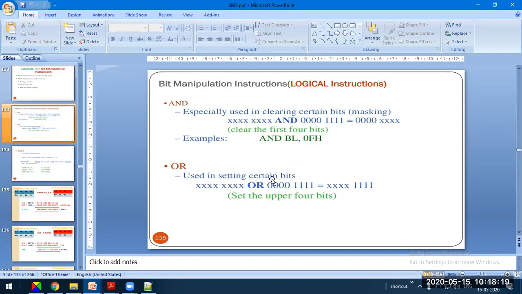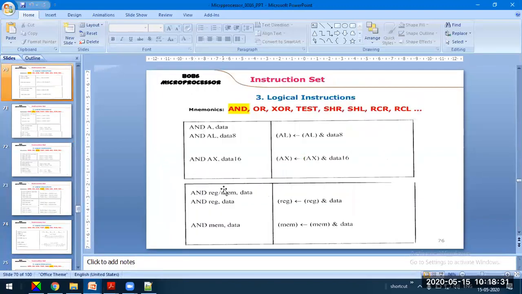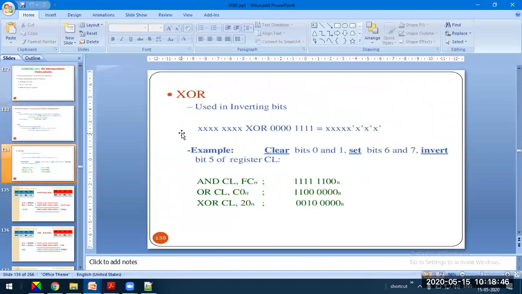So we can perform an OR operation on 2 bytes of data, and the result is stored back in the destination register. Similar examples: we can perform it on either 8-bit data or 16-bit data. The register need not be AL or AX. It can be any other register. Next, let us look into the XOR operation.